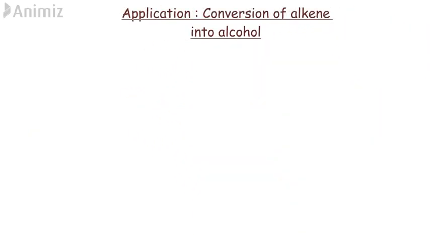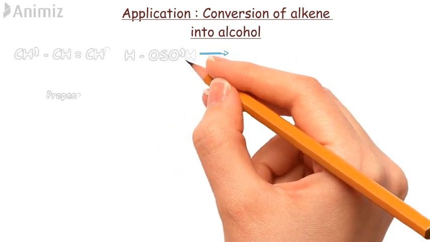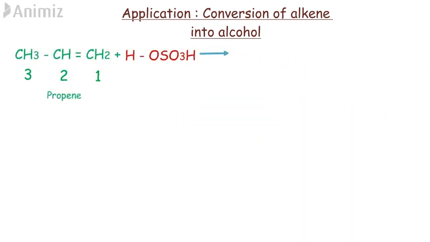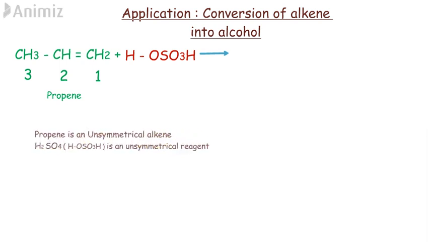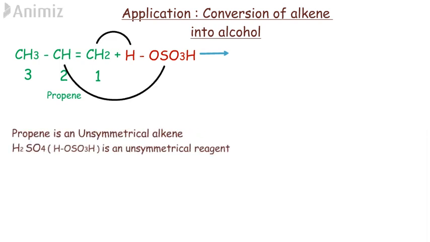Let's see one application of Markovnikov's rule. When we carry out conversion of alkene into alcohol, we apply this rule. Let's see the reaction. In this reaction, propene is an unsymmetrical alkene and H2SO4, that is HOSO3H, is an unsymmetrical reagent.